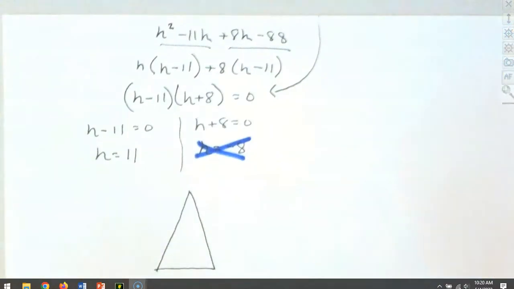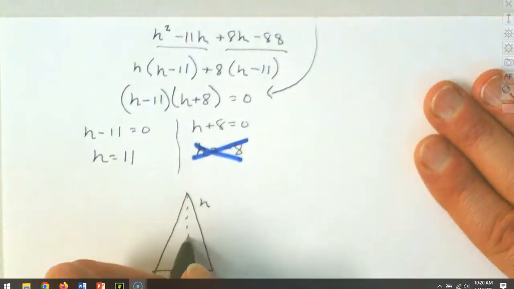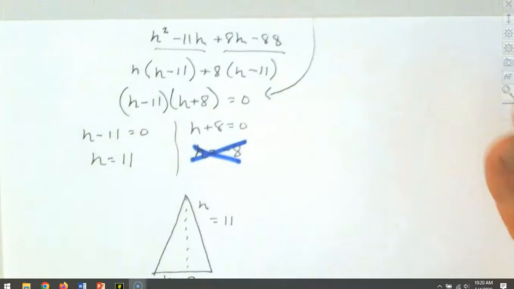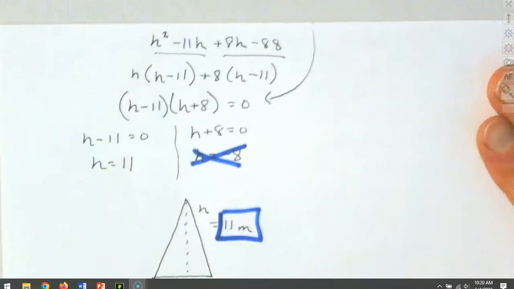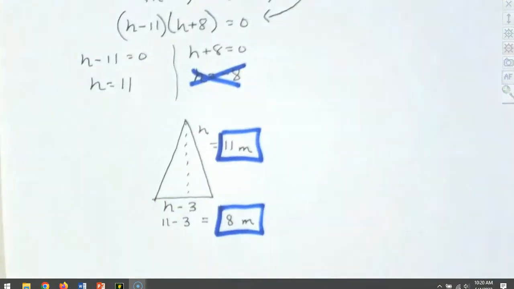And remember, that triangle was h tall and h minus 3 below. So the h goes with the 11. So this is 11 here. Our units of measure, in this case, are in meters. So this triangle has a height of 11 meters. And the other one is 11 minus 3, which is then 8. So it has a base of 8 units wide. So that should get you through now.